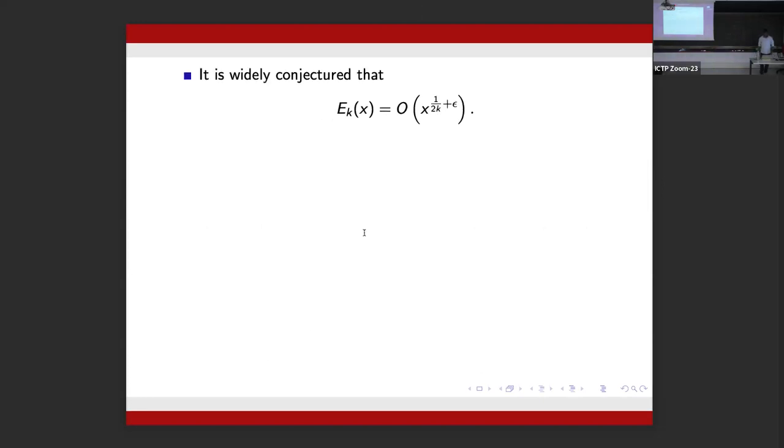But one can widely conjecture that the expected error is x to the power 1 over 2k plus epsilon.